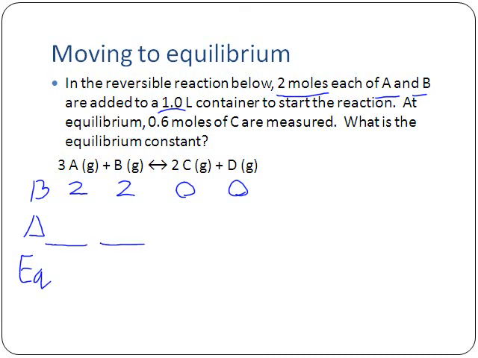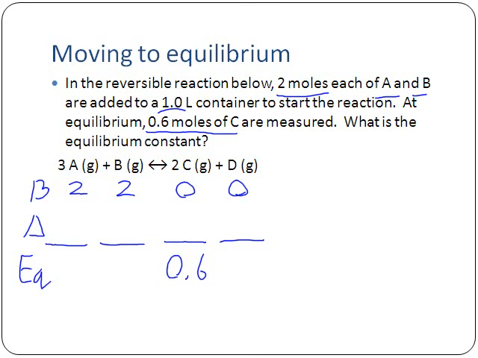Looking for our final, equilibrium amounts, it tells us that at equilibrium, 0.6 moles of C are measured. So we take 0.6 divided by the 1 liter, which gives 0.6 for C. This is all the information I have. I want to find the equilibrium constant, and to do that we have to know the equilibrium concentrations. Right now, we only know C.